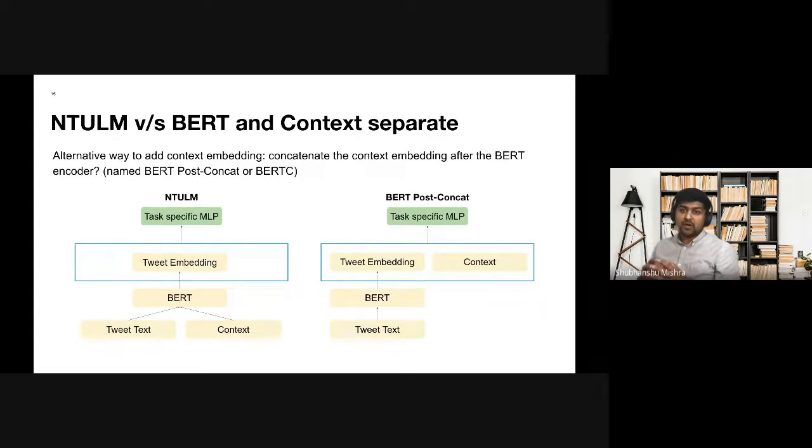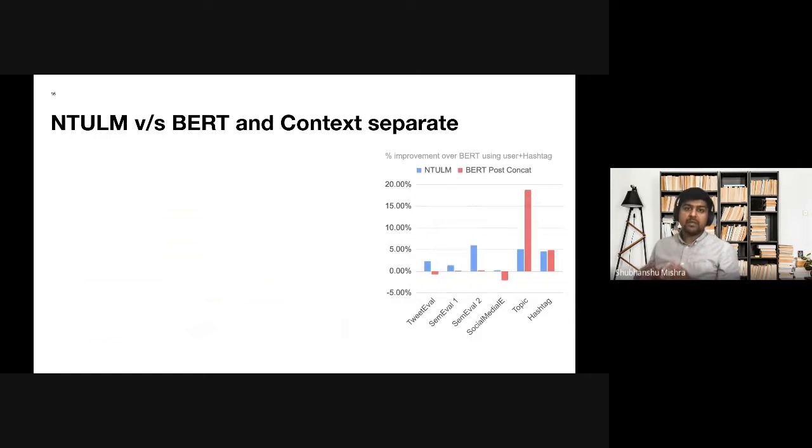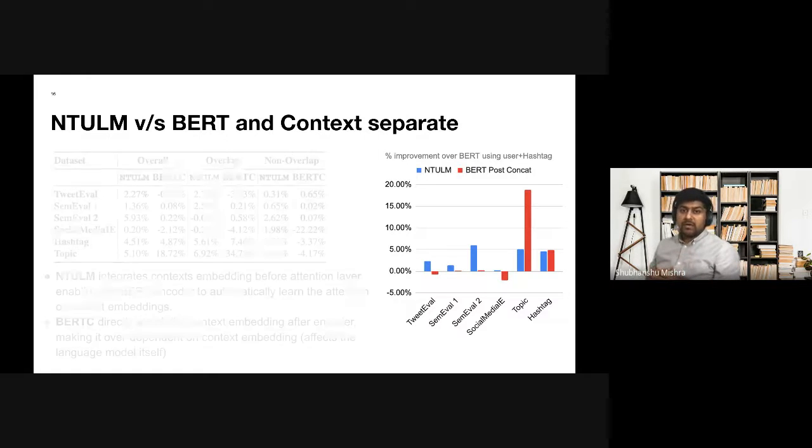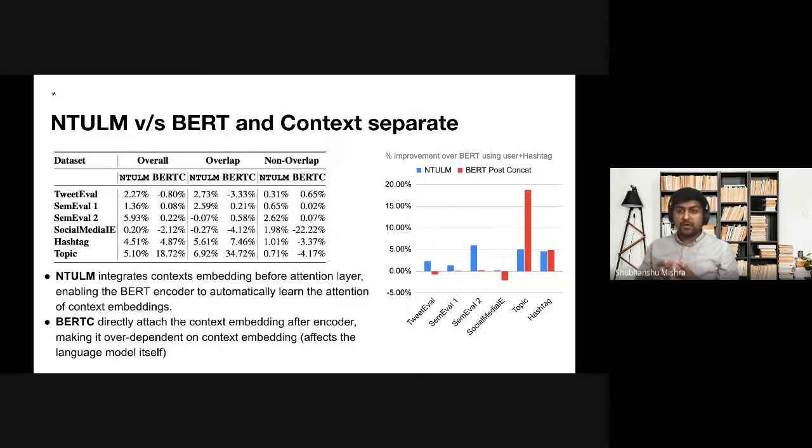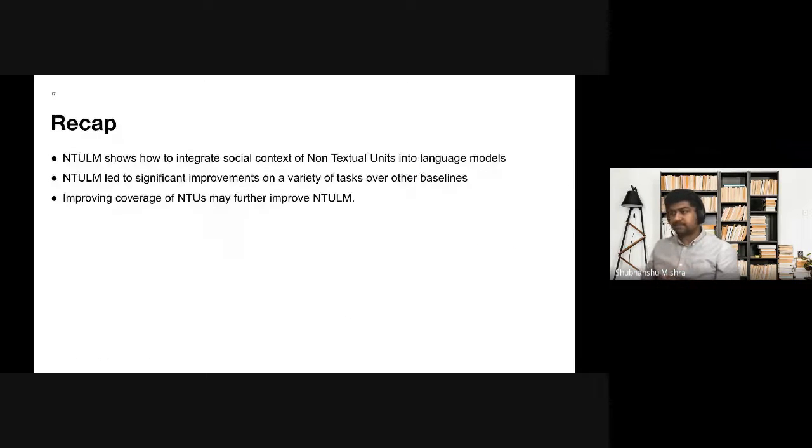Next, we investigate a common setup for including context alongside text. This setup, which we call BERT post concat or BERT-C, treats text and NTUs as separate features for the downstream model. We observe that NTULM is much better on most tasks compared to BERT-C. Furthermore, NTULM gains are even better on overlap and non-overlap slices of the data across most tasks, suggesting that BERT-C might be overfitting to the NTU signals.